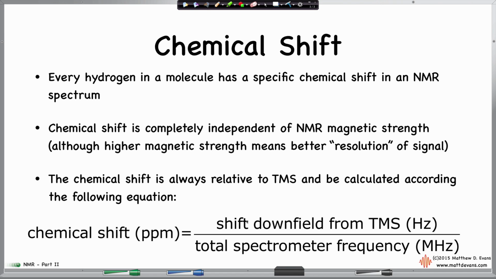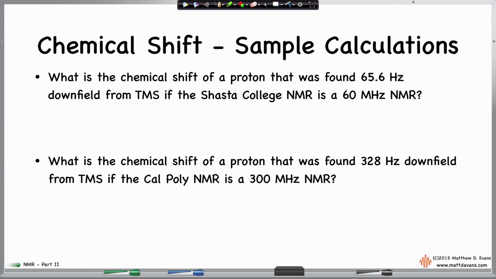So the way you calculate the chemical shift in ppm is you just simply determine the shift downfield from TMS. Remember, TMS is that reference compound that we always put in, and TMS is arbitrarily set to 0, and then everything else that we find in our molecule is downfield from TMS. So if we can measure that value in hertz, we just simply divide by the total spectrometer frequency in megahertz. Okay, so let's take a look at a couple sample problems doing this.